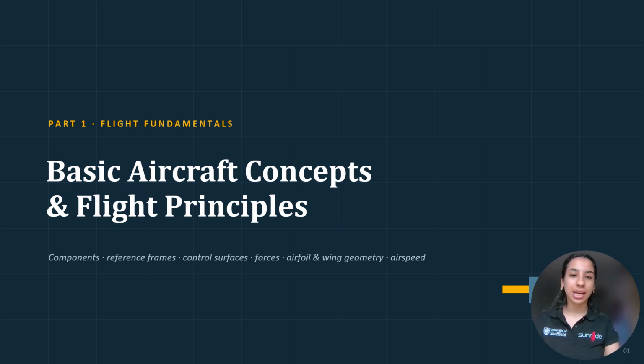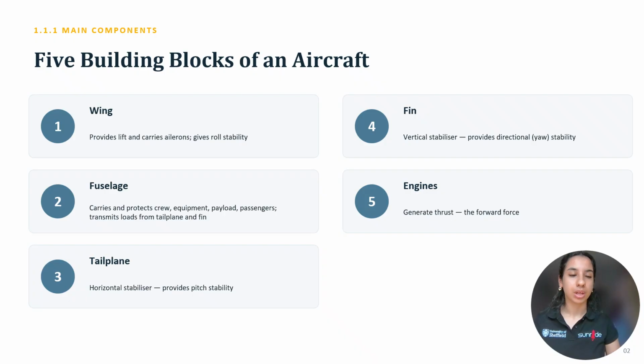Hi everyone, today I'm going to help you understand the basic aircraft parts, concepts, airfoils, and how you measure their speed depending on what it is. So it's just like flight principles. We've got five building blocks of an aircraft, what they are made of. We've got the wing, and that speaks for itself. We all know what the wing is.